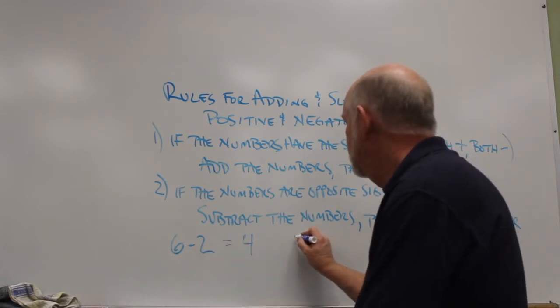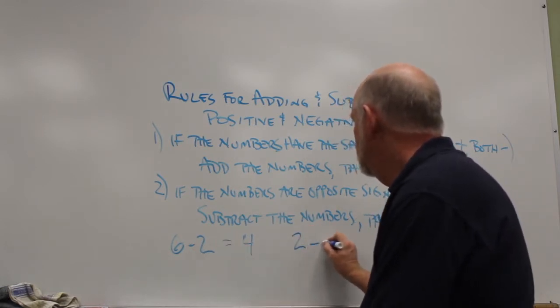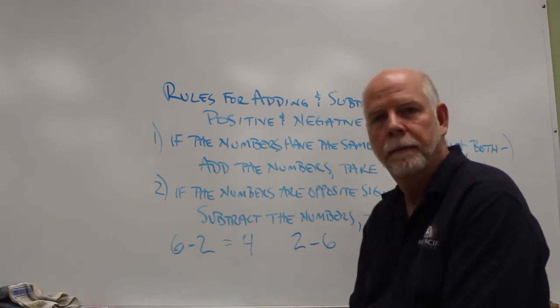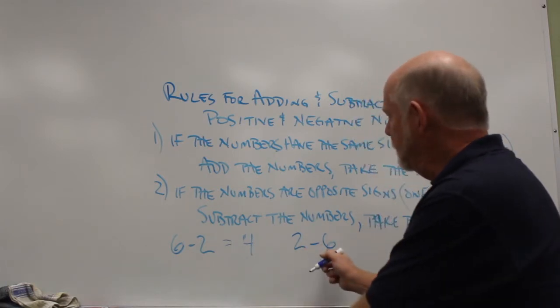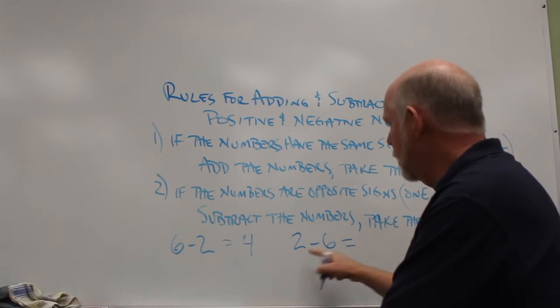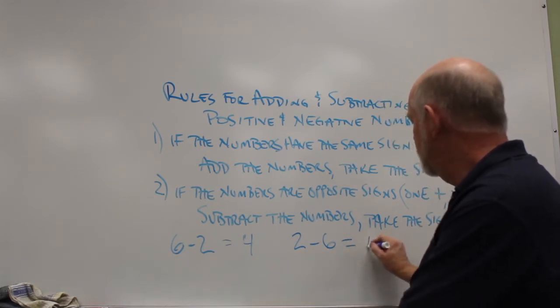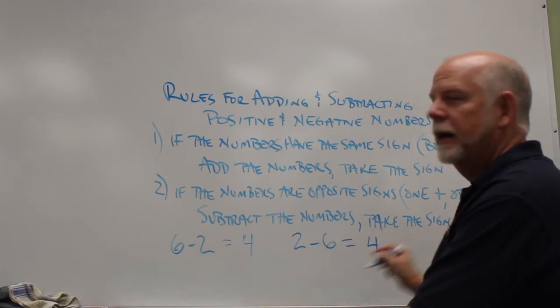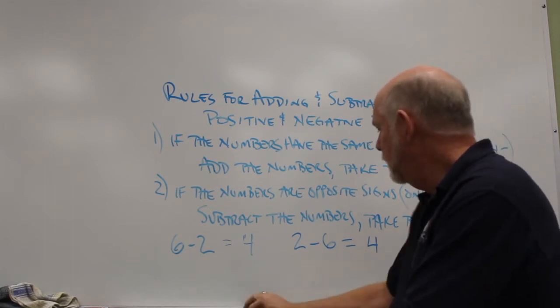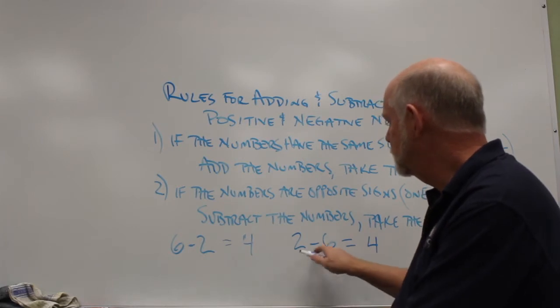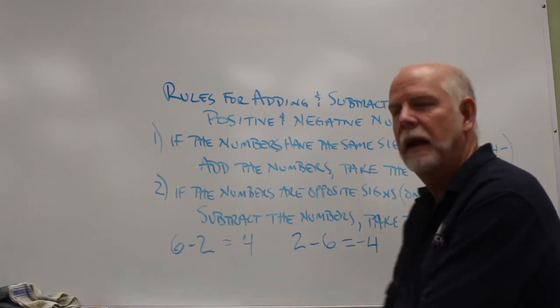Now, what if we switch that? What if we had the problem 2 minus 6 instead? Okay. Well, again, they're opposite signs, and so we're going to subtract the smaller number from the larger number. 2 is smaller than 6. So 6 minus 2 is 4. Okay. But we're going to take the sign of the larger number. Well, the bigger of these two numbers is 6, and it's negative, and so our answer here is a negative 4.